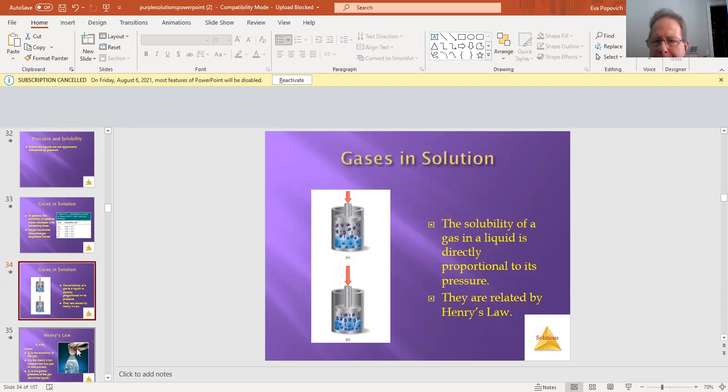So basically, the solubility of a gas in a liquid is directly proportional to its pressure. As with the soda bottle, if I release the pressure, the gas comes out of the solution. If I have a cylinder and I pull the cylinder up, that makes less pressure in there. That means more of the gas is going to come out of solution. On the other hand, if I depress the cylinder, I make a higher pressure. The higher pressure causes more of the gas to be dissolved in the liquid.